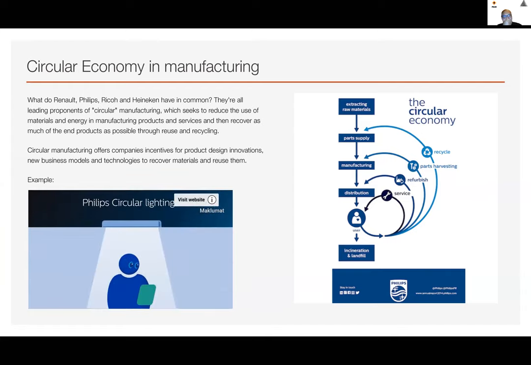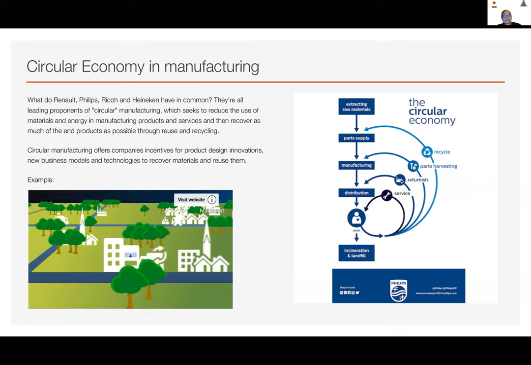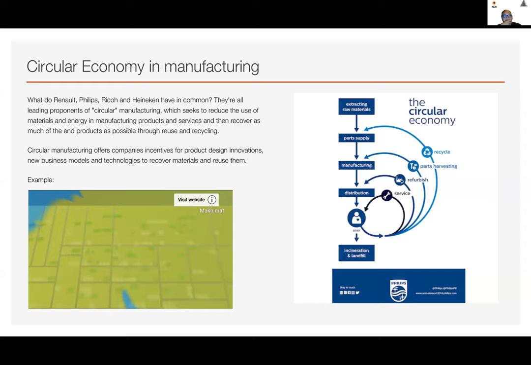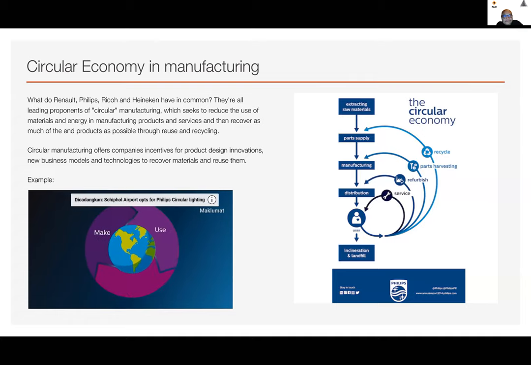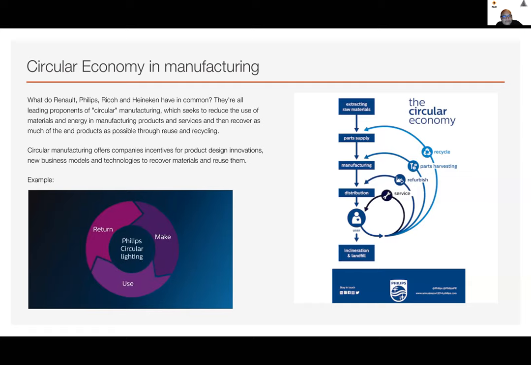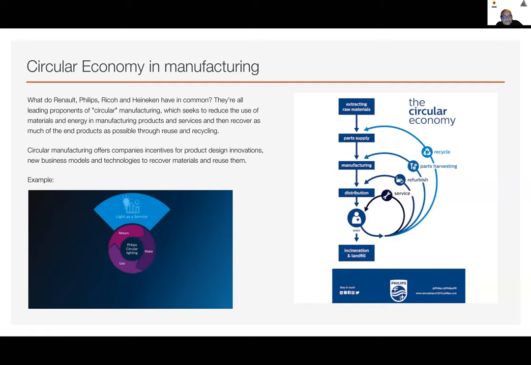What is Philips circular lighting, and how does it fit within the principles of a circular economy? As opposed to a linear economy, the circular economy focuses on bringing as many materials as possible back into the production loop. Make, use, return. We've completely rethought the way in which lighting solutions can contribute to a circular economy. Philips circular lighting brings together four key components: light as a service, circular product design, reverse logistics, and collaboration.